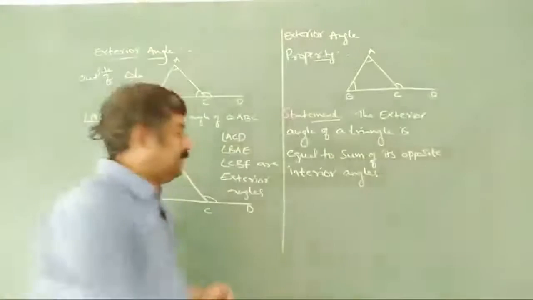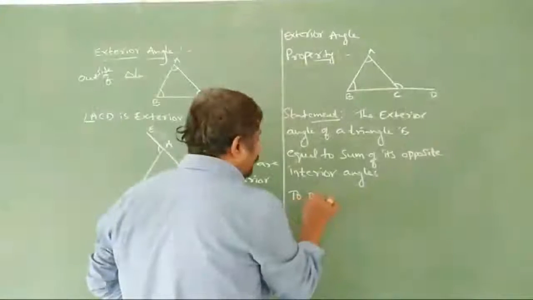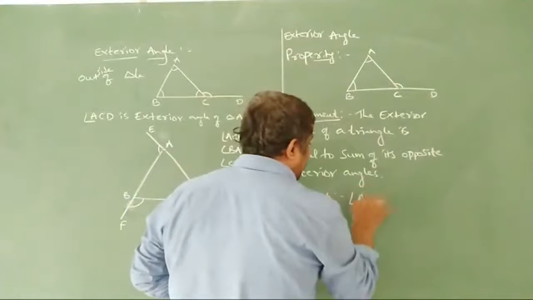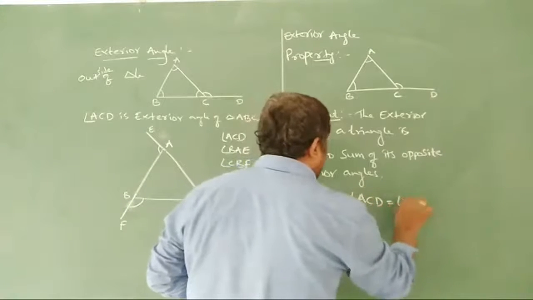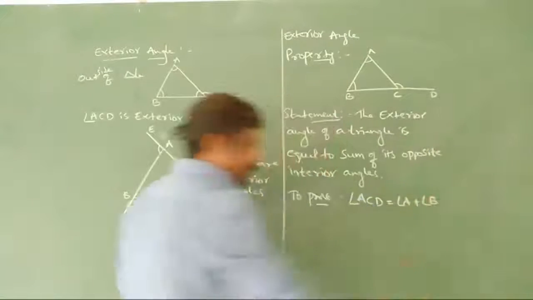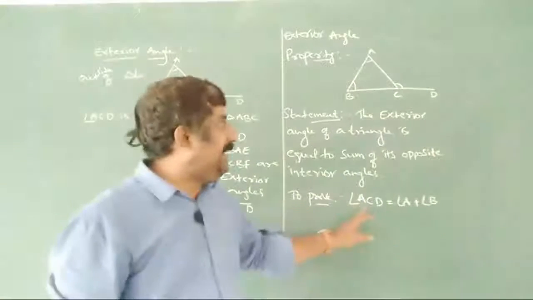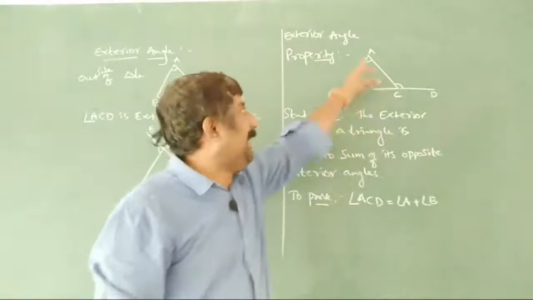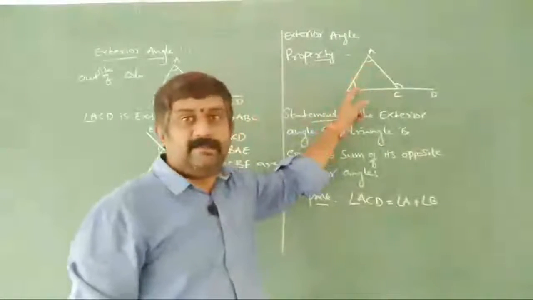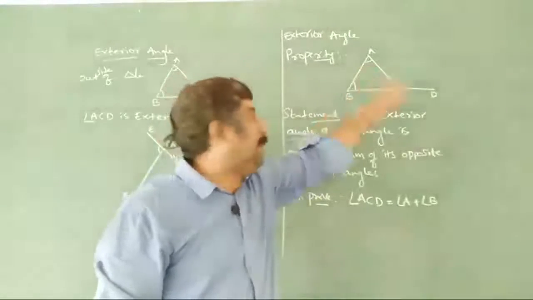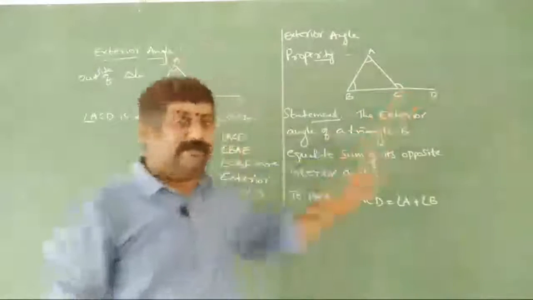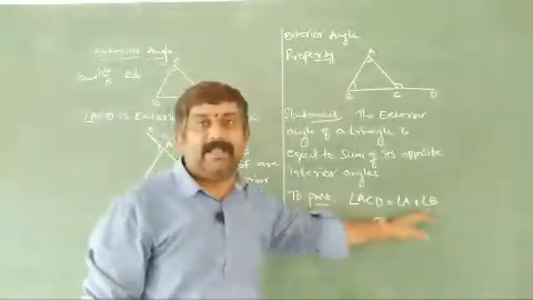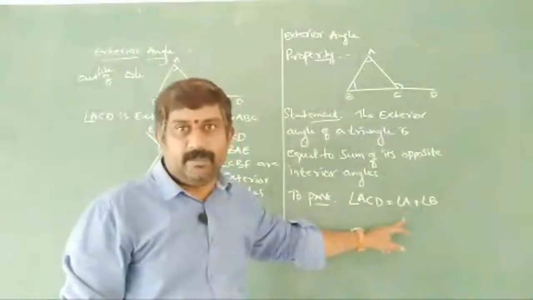That means what is it? What do we have to prove here? To prove angle ACD is equal to angle A plus angle B. What is ACD? ACD is the exterior angle of triangle ABC. What are A and B? A and B are interior angles, but these are opposite to whom? Opposite to ACD. So that's why we are saying here angle ACD is equal to angle A plus angle B. We have to prove this now.